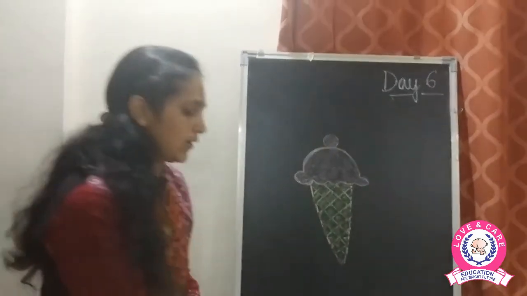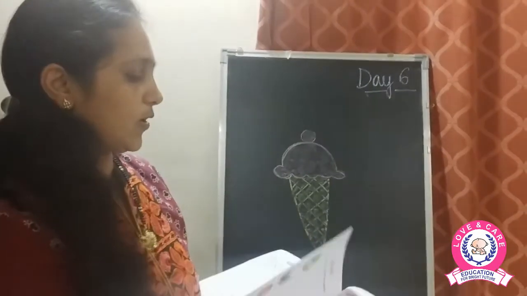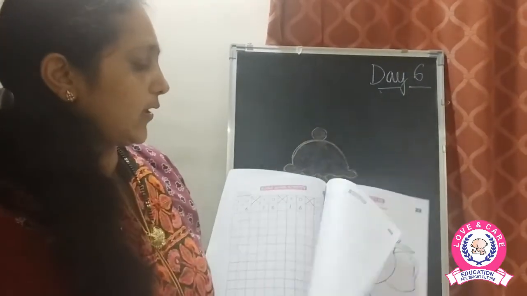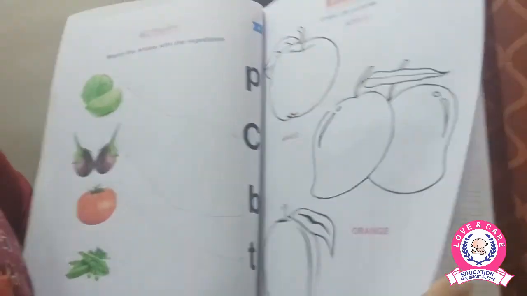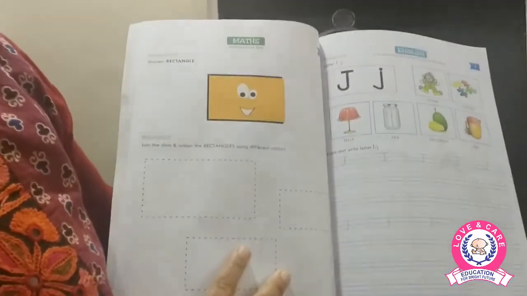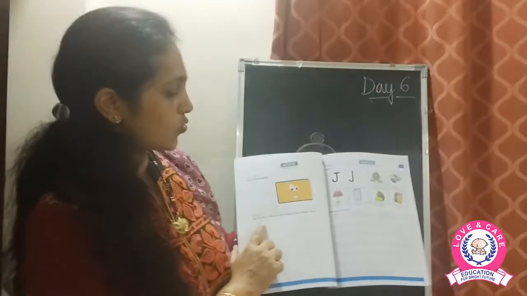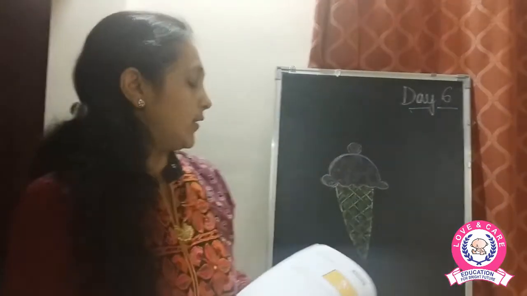Okay children, so in day 6 what we have learned was we are going to write the I, then we have to match the letter with the vegetable, and then you have to color the fruits, and then we have learned one more new shape, that was a rectangle. Again you have to join the dots and color the rectangles using different color. That is all for the day.